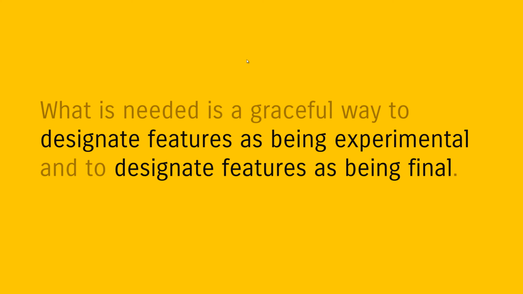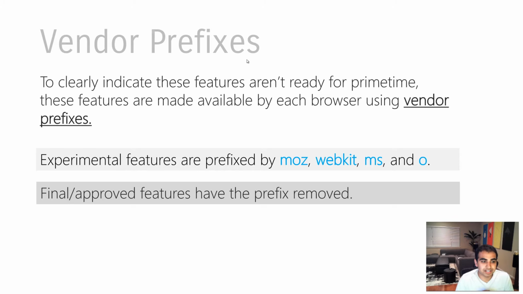So a solution that we need is a graceful way to designate features as being experimental and to designate features as being final. And the solution that everyone has zeroed in on is what's known as vendor prefixes. So vendor prefixes are a way for the browser vendors to clearly indicate that some of these features aren't ready for prime time. And the way they mark these features is by prefixing them by the appropriate browser extension. Moz for Firefox, WebKit for Chrome and Safari, MS for Internet Explorer, and O for Opera. And then once the feature has been approved, these prefixes are just removed.